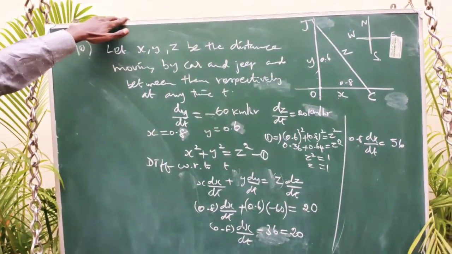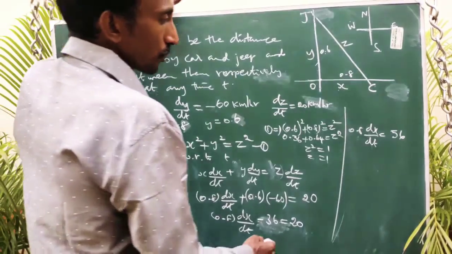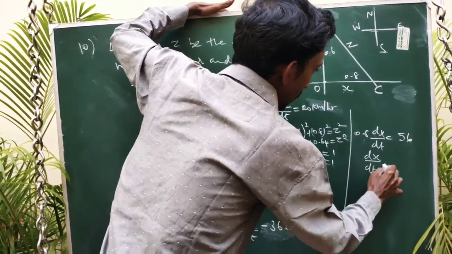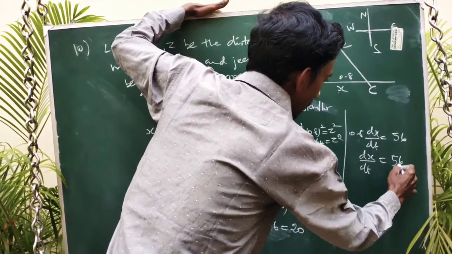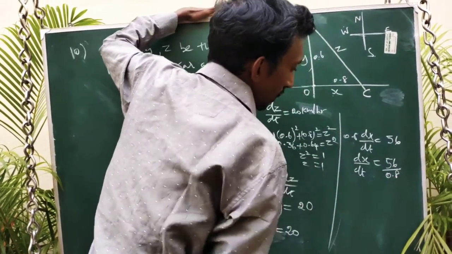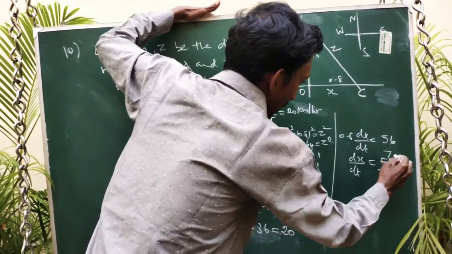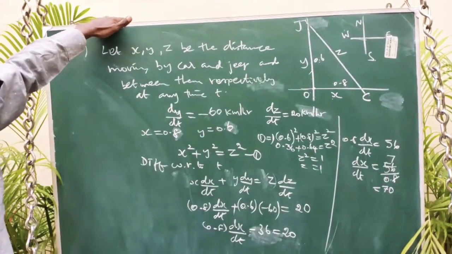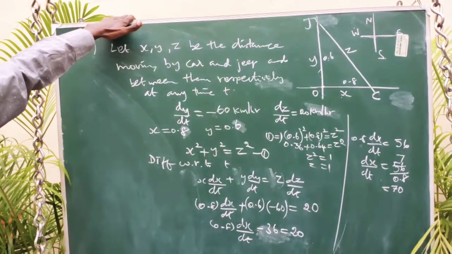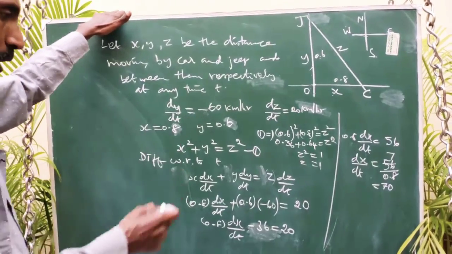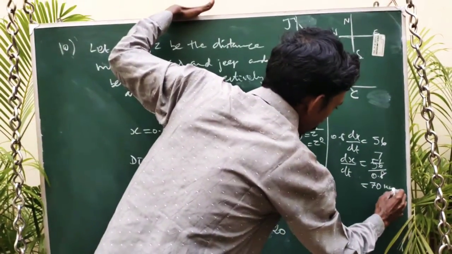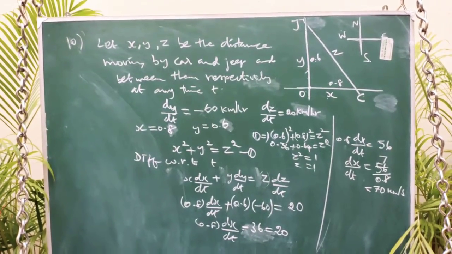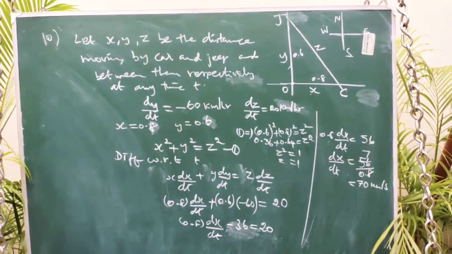If you want, we can cancel. So dx by dt equal to 56 by 0.8. So 1 time, 7 time. So it is nothing but 70, because the denominator 0.8 is 1 by 10 and it goes to the numerator. So 70 kilometer per hour. That is the answer for the speed of the car. The speed of the car is 70 kilometer per hour.